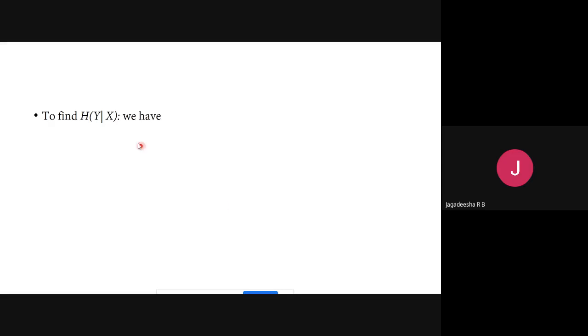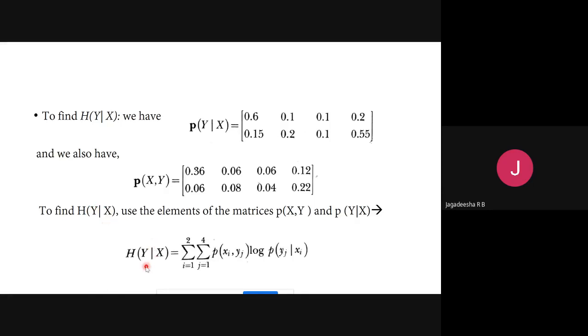Okay, then I move on to the next step, that is the conditional entropy of the output. Here we have the probabilities. We know the conditional probabilities, these are the values. Using this, and also the joint probabilities that we found in the previous step, finding this is very straightforward. The conditional entropy of the output is nothing but the joint probability multiplied by the conditional probability of the output.